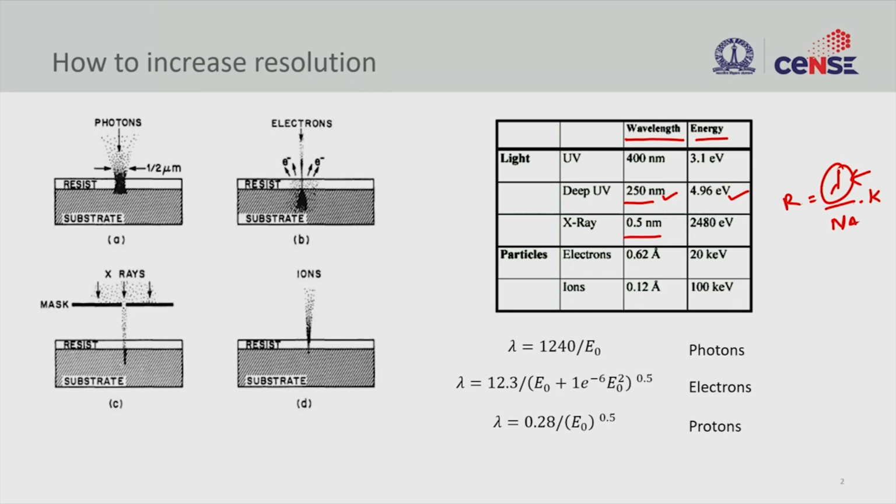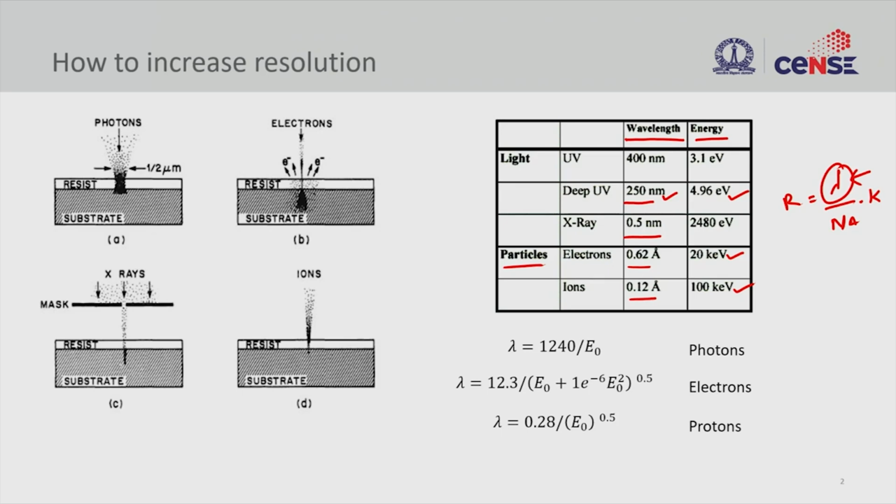But then we will see later in alternate lithography how difficult these X-rays are to handle and so on. But if you look at the particles, electrons and ions, there the energies are very high. So 20 kV and 100 kV energy. So that brings down the wavelength. That means your waves are very small, and with those you should be able to define very fine features.